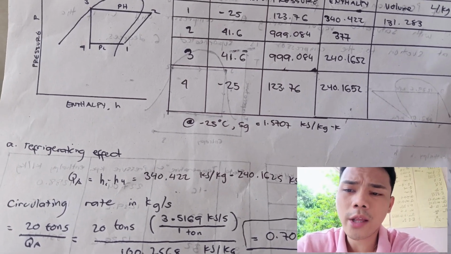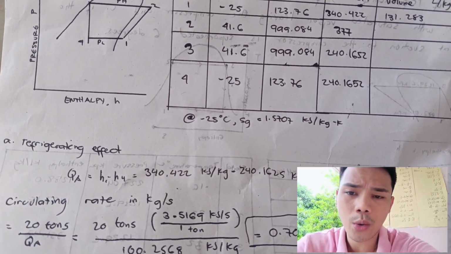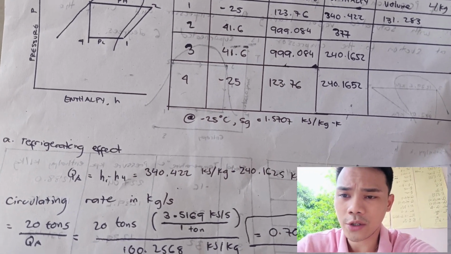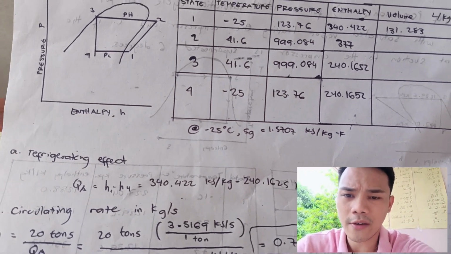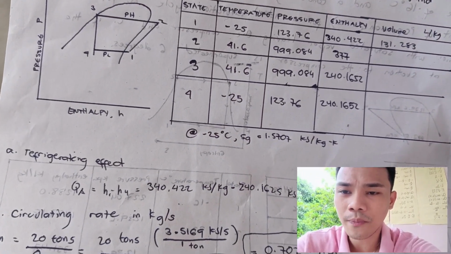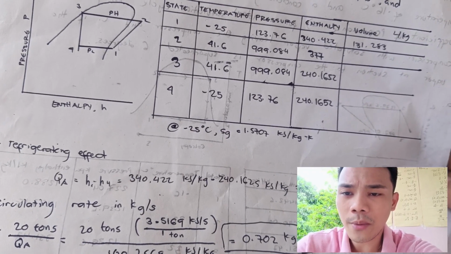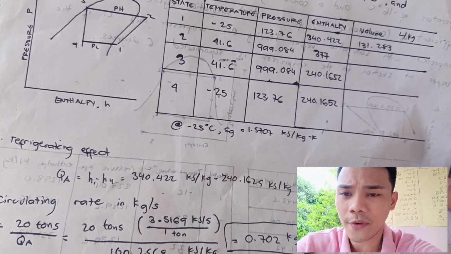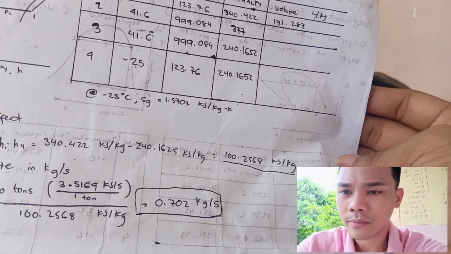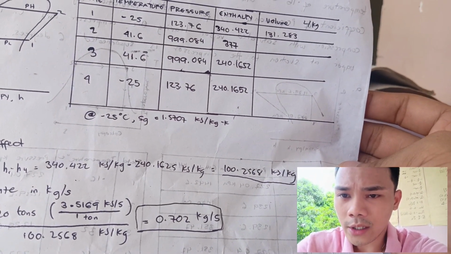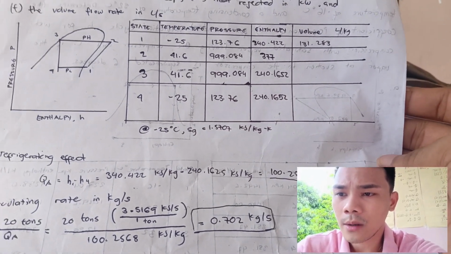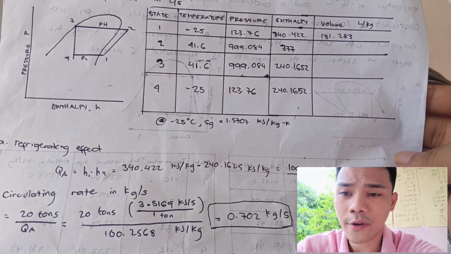The refrigerating effect, RE, is equal to QE, and QE is equal to H1 minus H4. So we simply substitute the given values: 340.422 for H1 minus 240.1652 kilojoules per kilogram. Our answer is 100.2568 kilojoules per kilogram. So that is our refrigerating effect.